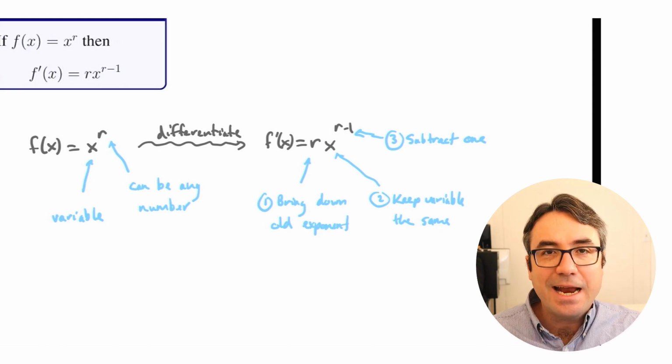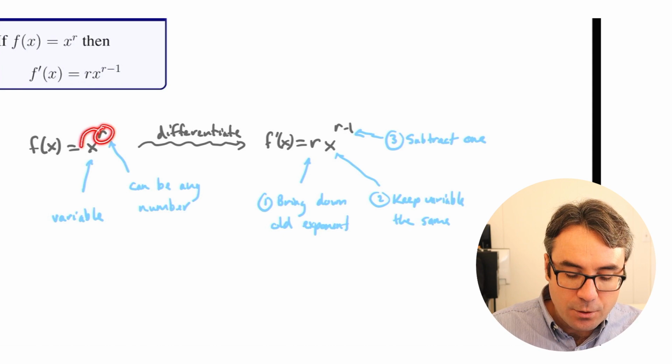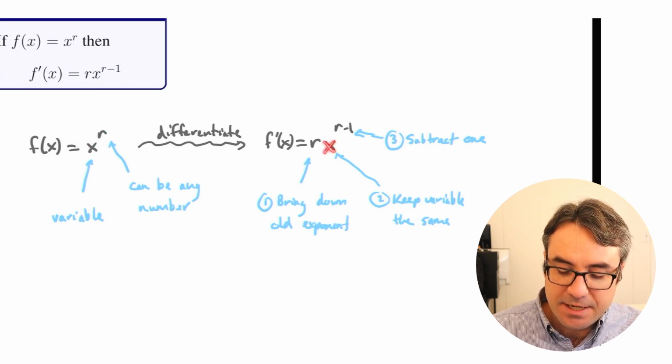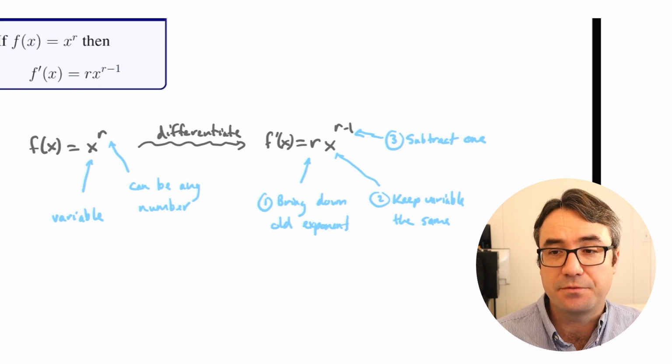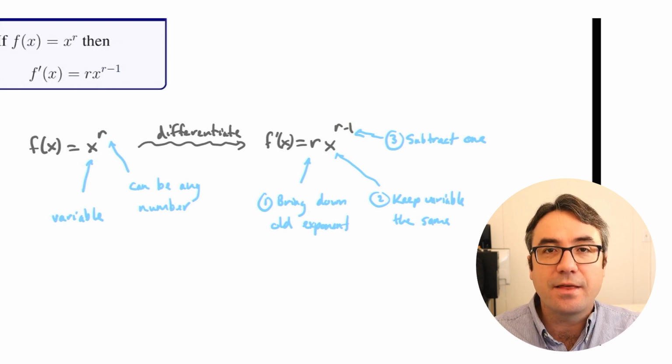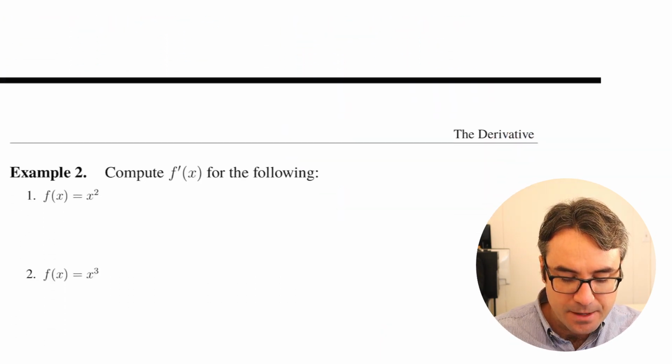And that's kind of how the power rule works. Kind of this 3-step process. Bring down the old exponent, keep x the same, and then subtract 1 in the exponent. And you have your derivative. So let's try this out. Let's see how this process works.